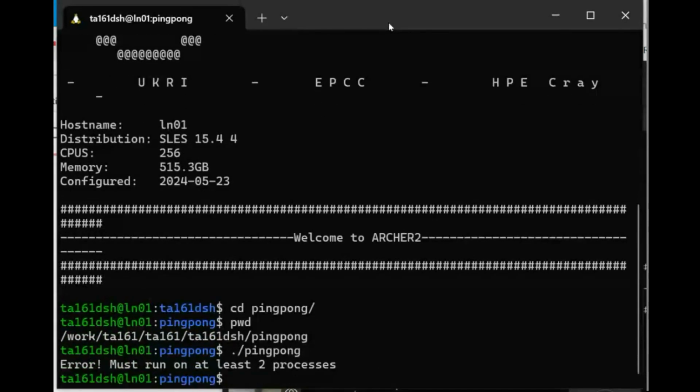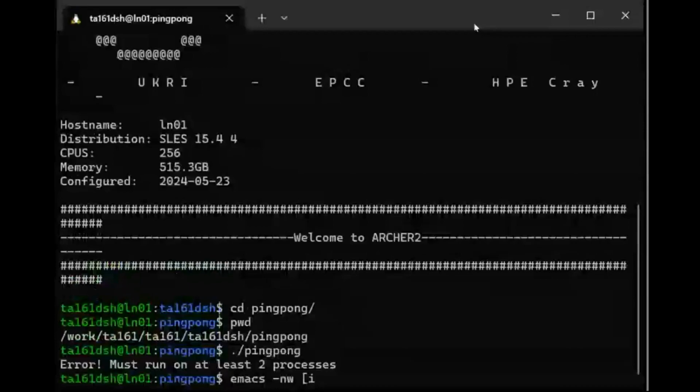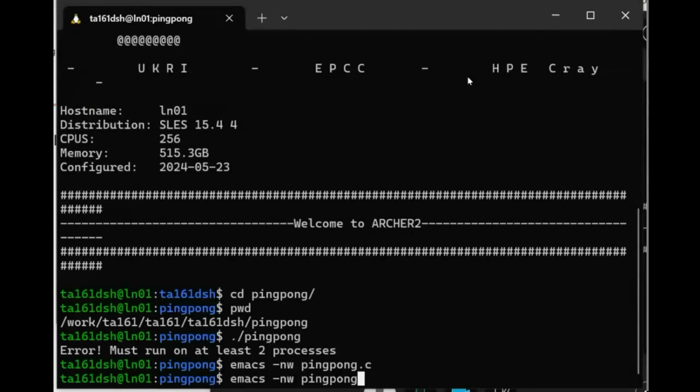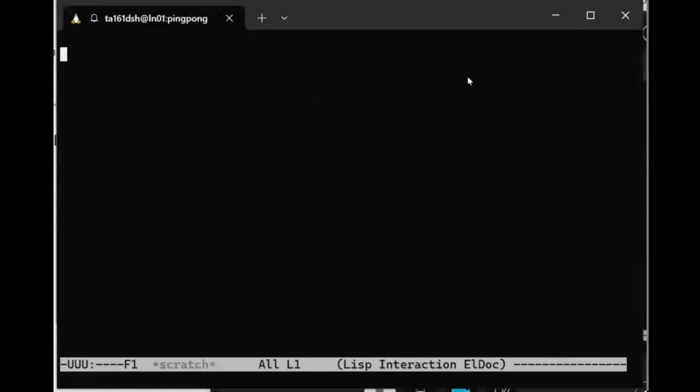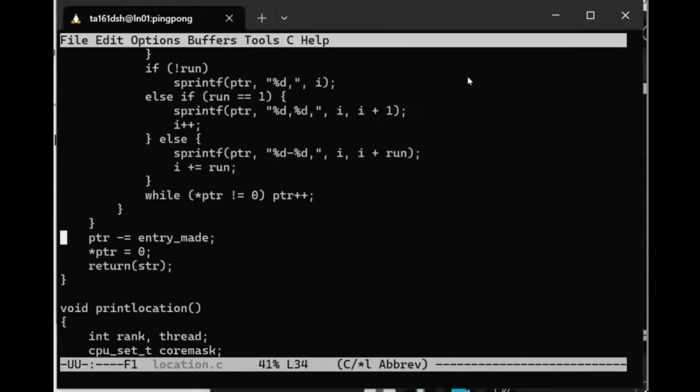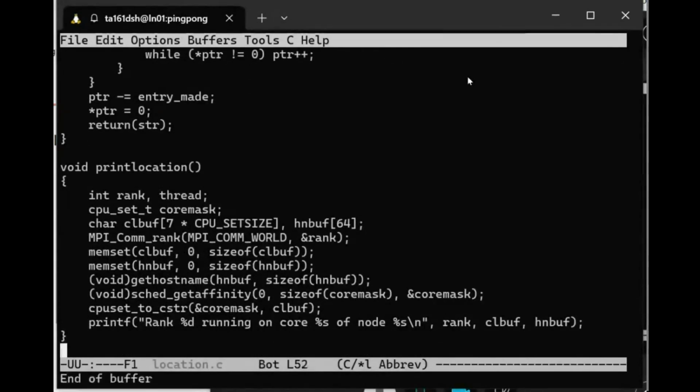So if I run the ping pong program, okay, error, what's wrong with these two processes? It's a bit annoying. Okay, if you look at the ping pong program, I just stole this code from XT-high. Sorry, it's utilities.c. No, location.c has a program called location.c, which basically prints out where each rank is running.